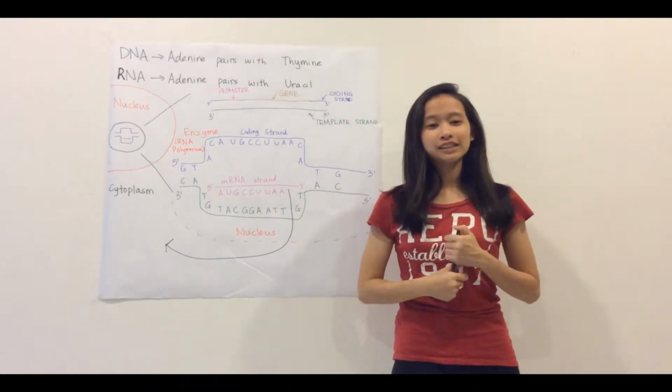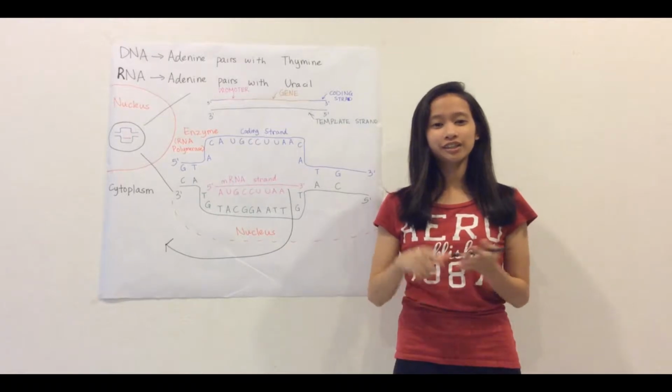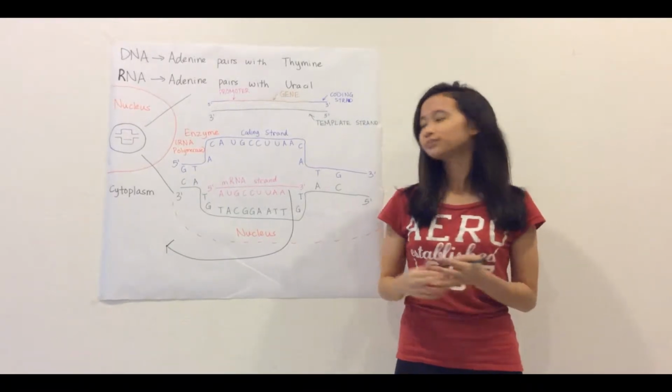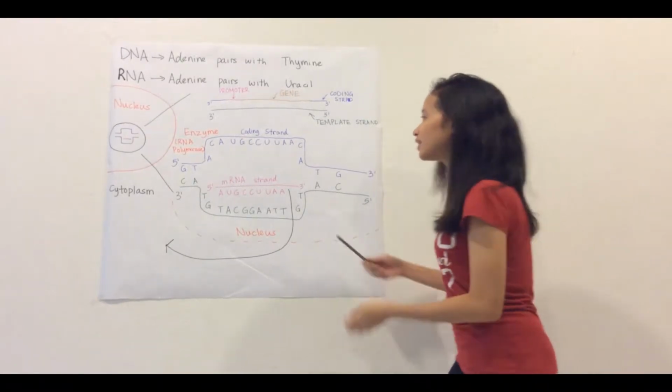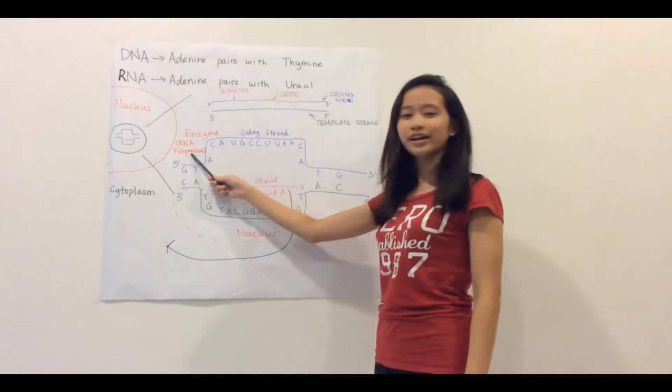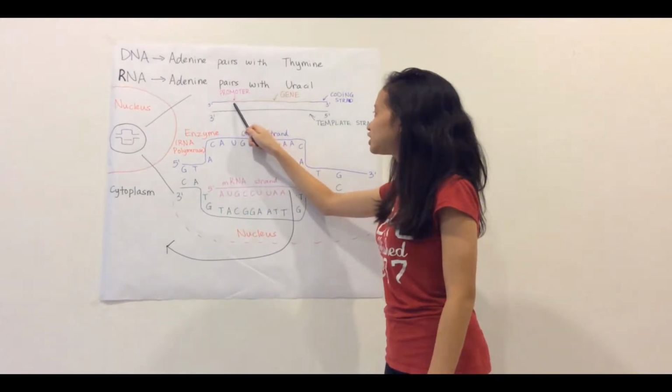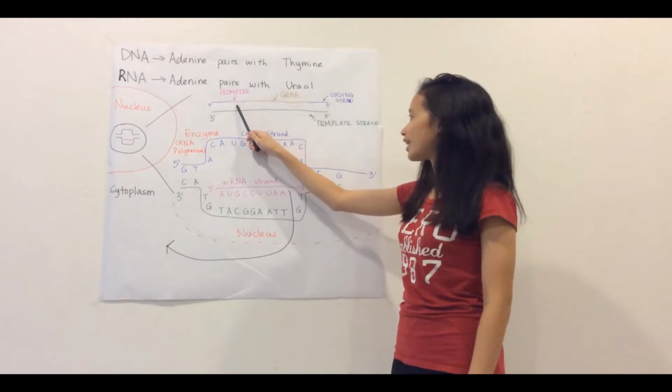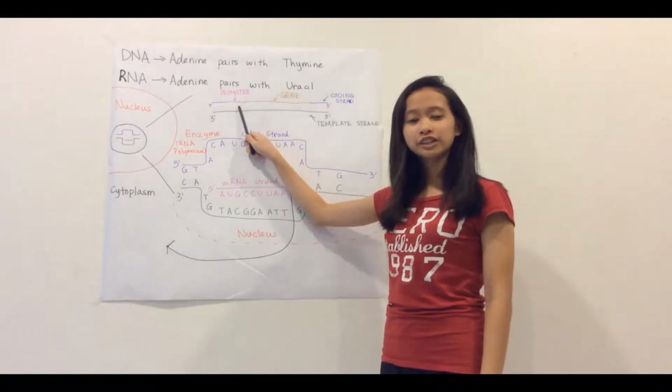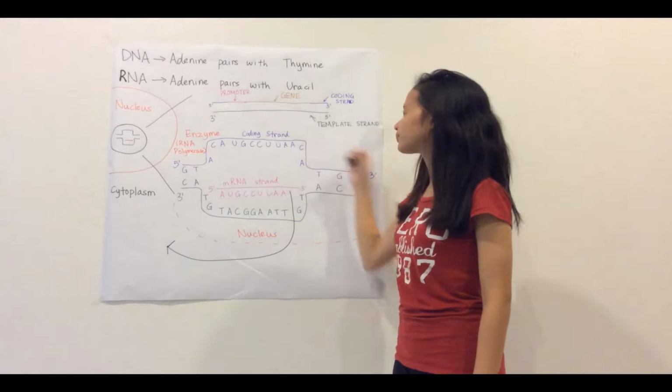There are three main processes in transcription: initiation, elongation, and termination. During initiation, an enzyme called RNA polymerase will attach itself to the promoter region of a DNA strand. The promoter region encodes for the start of the gene.